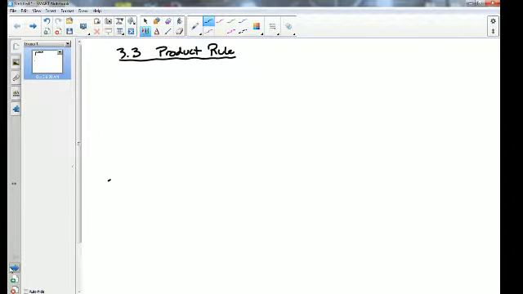All right. Again, this whole chapter is just calculating derivatives. So we look at the different methods we have to calculate derivatives. You already know the power rule, right? Yep. Okay.